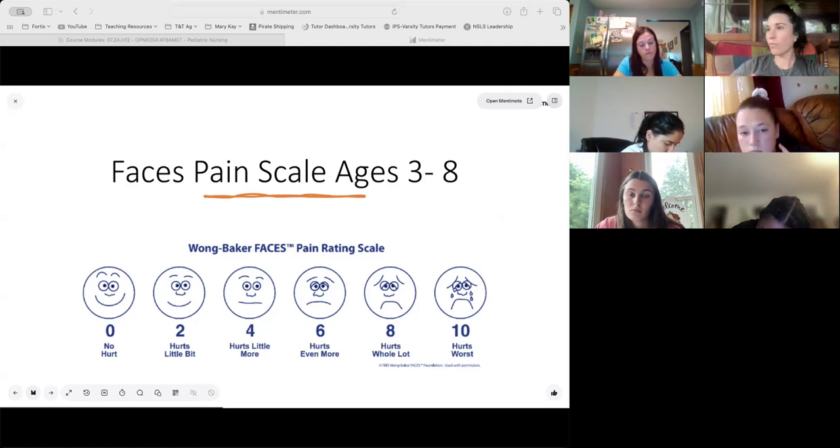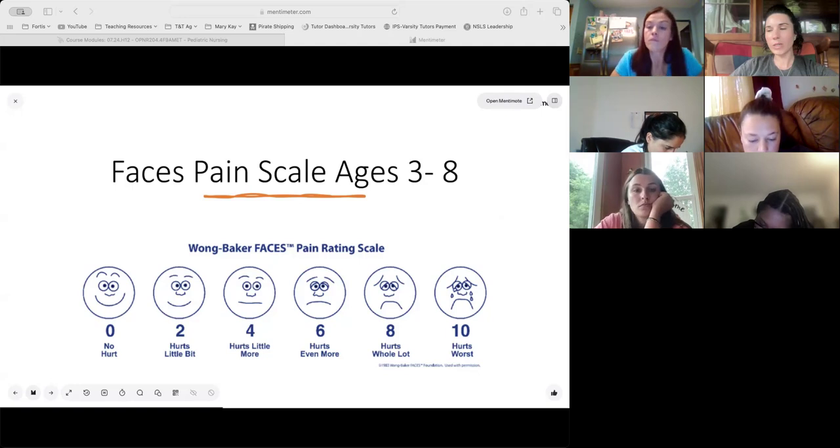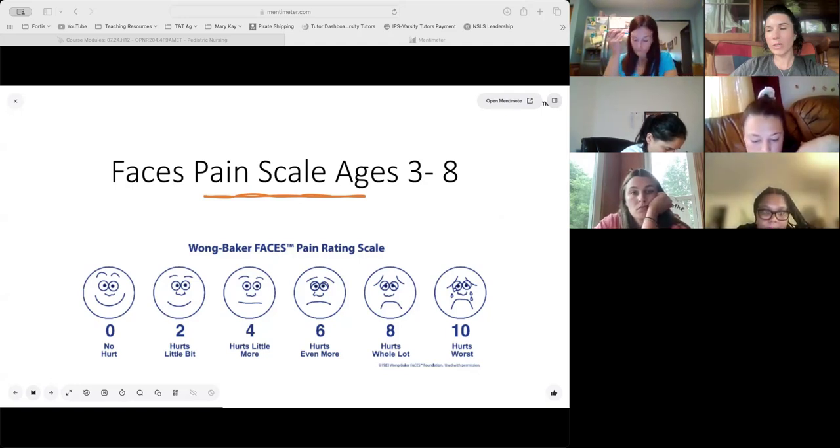9 and above, we can do that number scale. A lot of times it's still paired with the FACES scale, so they get both scales to figure out what to reference. And then we touched very briefly on the Oucher scale last week. This is just like our FACES scale, but instead of those cartoon pictures, it has culturally specific photos, so the child can relate to how they would express pain a little bit better.